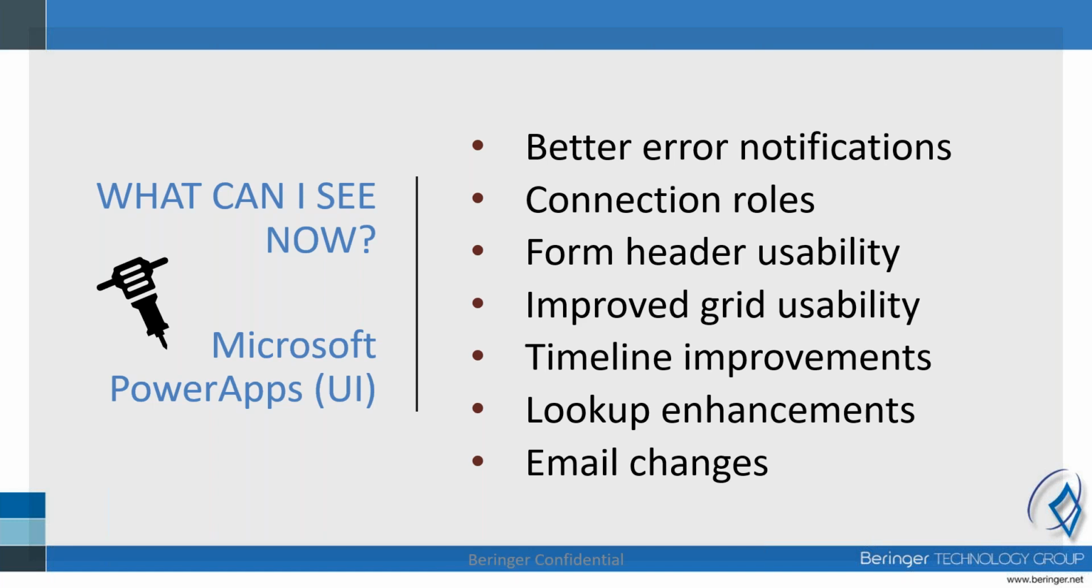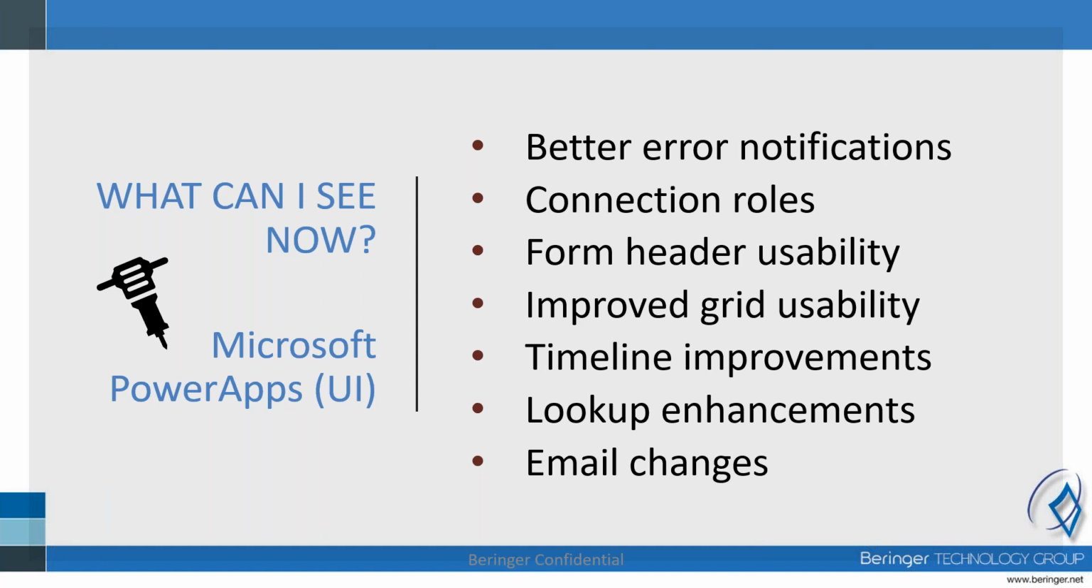So some timeline improvements. Users can now show email messages as conversation threads, similar to how you can in Outlook. So you'll be able to view the conversation threads in the timeline on records in Dynamics, similar, like I said, to how you can in Outlook.